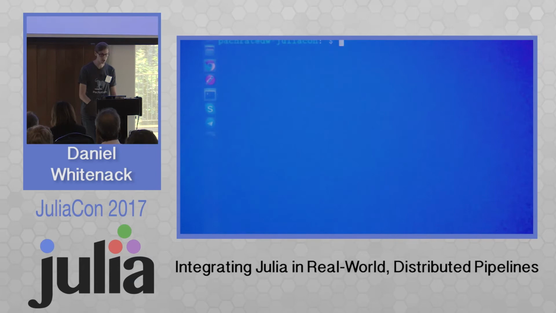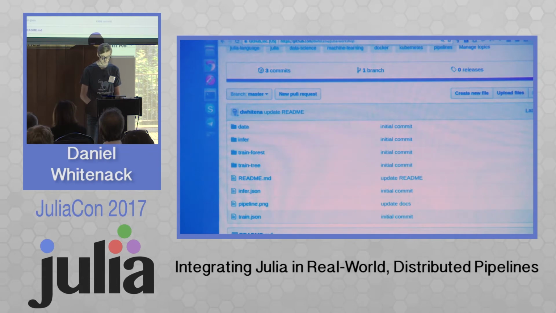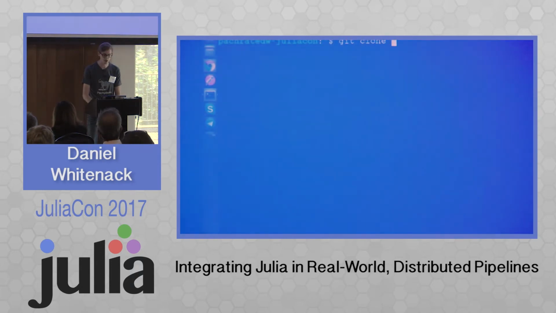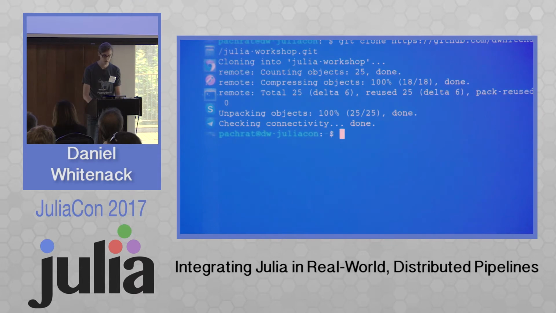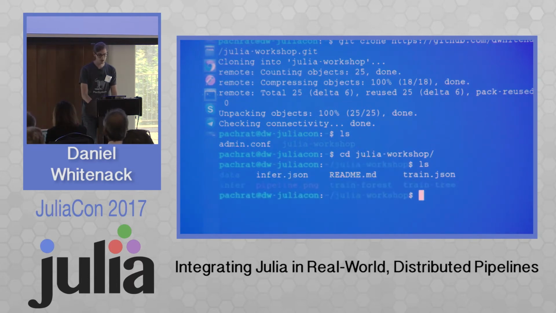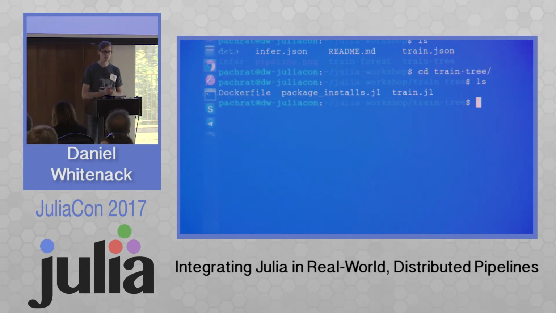But the thing I wanted to show you is, let's first clone this repo. You can go over here, grab the URL, and here on the box, just do git clone with that URL. And that should give you this directory, Julia Workshop. Let's go ahead and go in there. You'll notice a few things that we'll be using through here. But just to illustrate this Dockerized Julia thing, let's go into this train-tree directory.